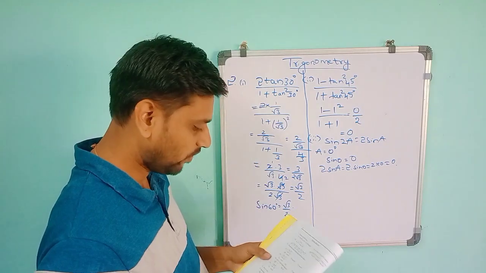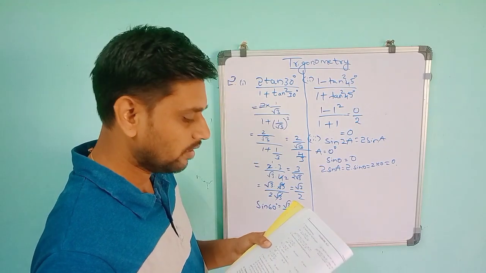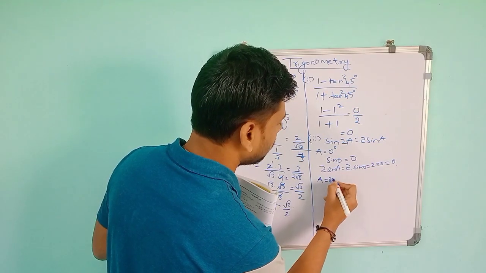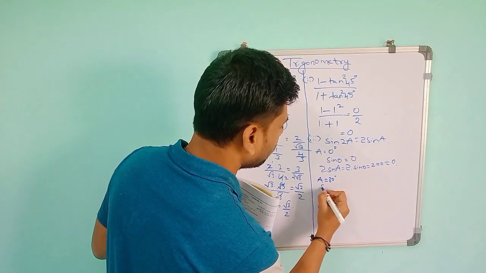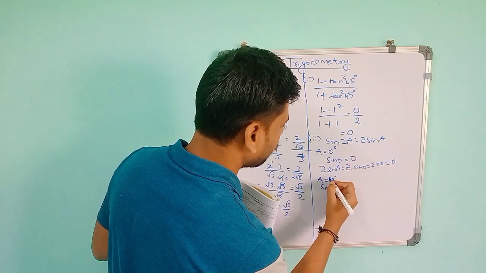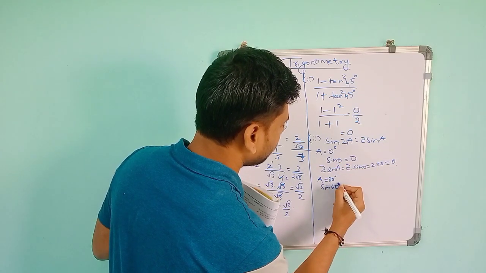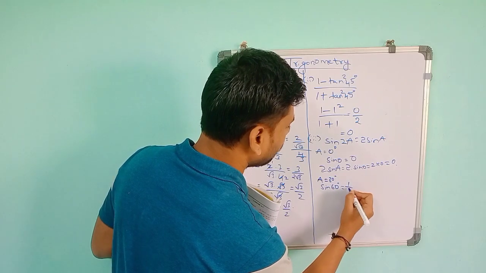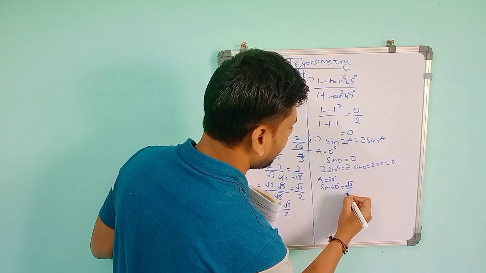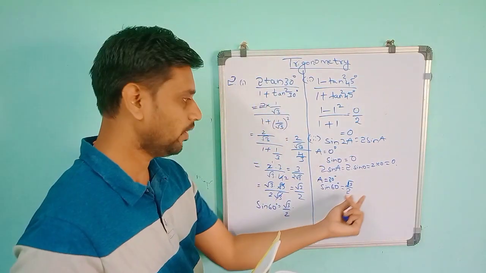If the first option is not given as 0, and they gave the first option as 30 degree, you can check with that also. A is equal to 30 degree. So sin 2 into A, A is 30 means sin 2 into 30 is 60. Sin 60 value is root 3 by 2.